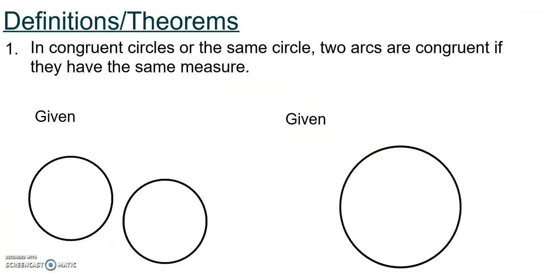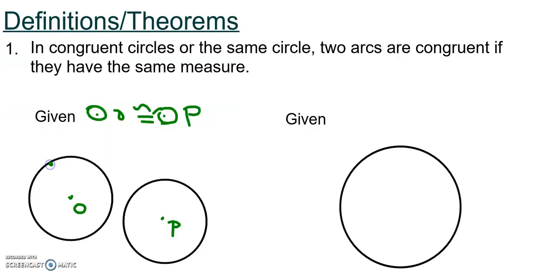So moving on, we have some definitions and theorems we need to talk about. The first one is two arcs are congruent if they have the same measure. Alright, so this works when we're given two different situations. So the first one would be if we're given two congruent circles. So we would have circle O is congruent to circle P. Okay, so this one would be O, and then we call this one P.